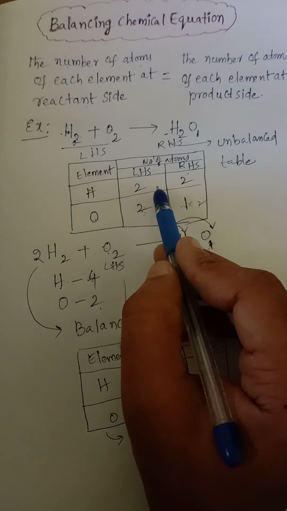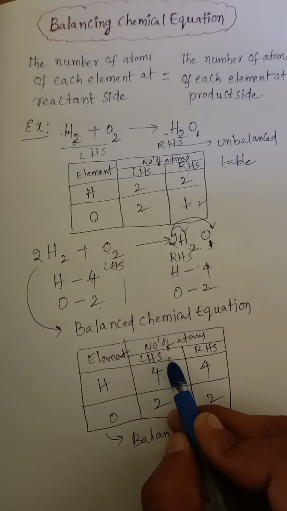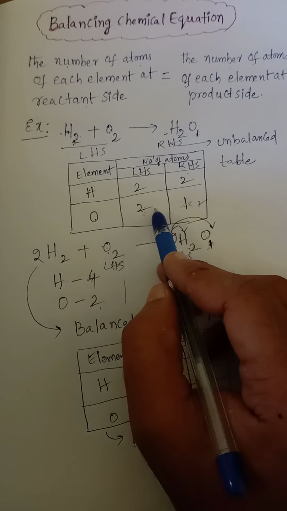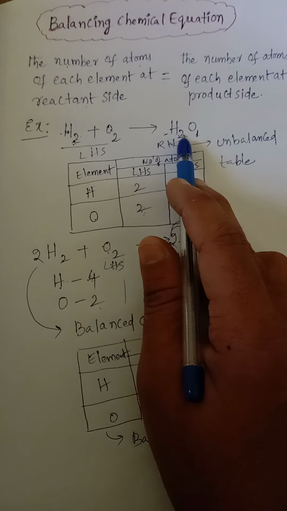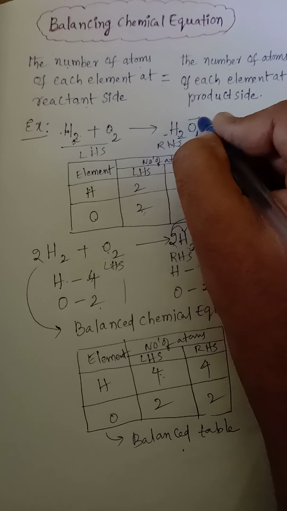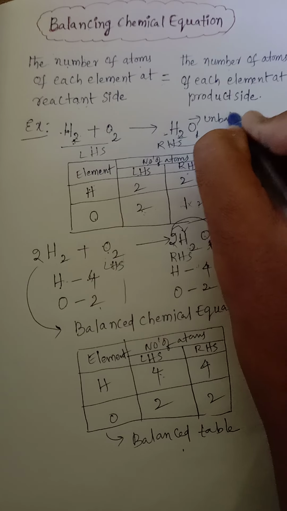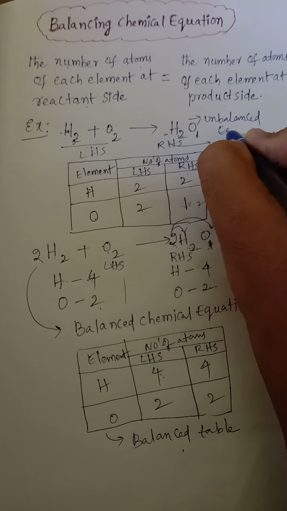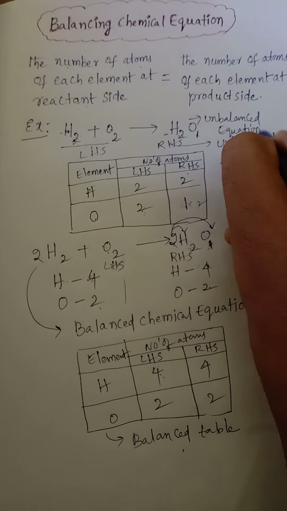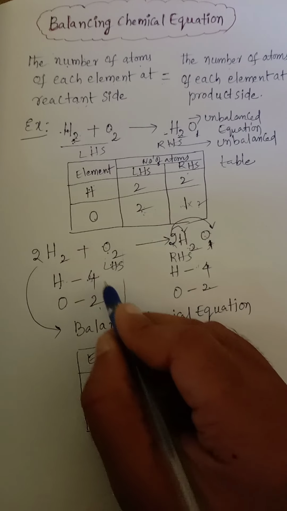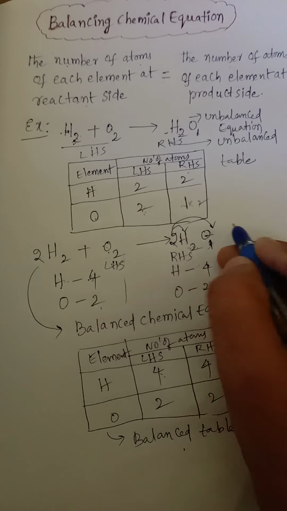So this is the unbalanced table, and this is the balanced table. The unbalanced table gives the unbalanced chemical equation. What is this? This is the unbalanced chemical equation. So number of atoms, unbalanced equation. This is balanced.